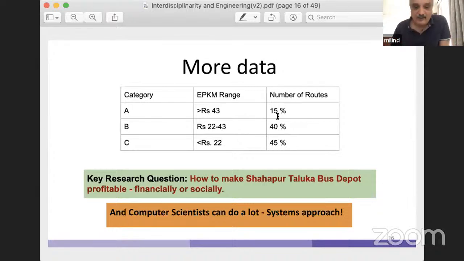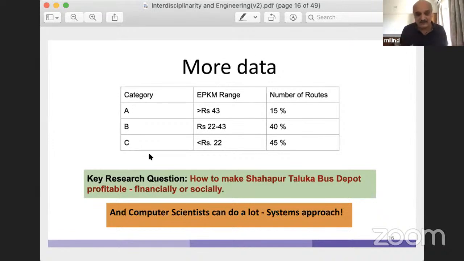Only 15% are good. So here is a question which we should answer: how to make Shahpur Taluka Bus Depot profitable, financially or socially. So by the way, I don't measure everything by money, right? Nor do you. And even if I know that it's taking 50% of the students to school, we don't care whether it's making a profit or loss, correct? Because typically girl students travel free, and boys get a 50% rebate. So we really don't. We want to deliver. We want the engineering system to deliver value. So this is where we are, and I think that computer scientists can do a lot.